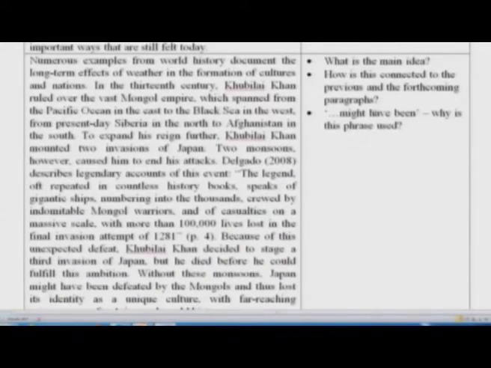Okay, we move on. This is the second paragraph. Numerous examples from world history document the long-term effects of weather in the formation of cultures and nations. In the 13th century, Kublai Khan ruled over the vast Mongol Empire, which spanned from the Pacific Ocean in the east to the Black Sea in the west, from present-day Siberia in the north to Afghanistan in the south. To expand his reign further, Kublai Khan mounted two invasions of Japan. Two monsoons, however, caused him to end his attacks.